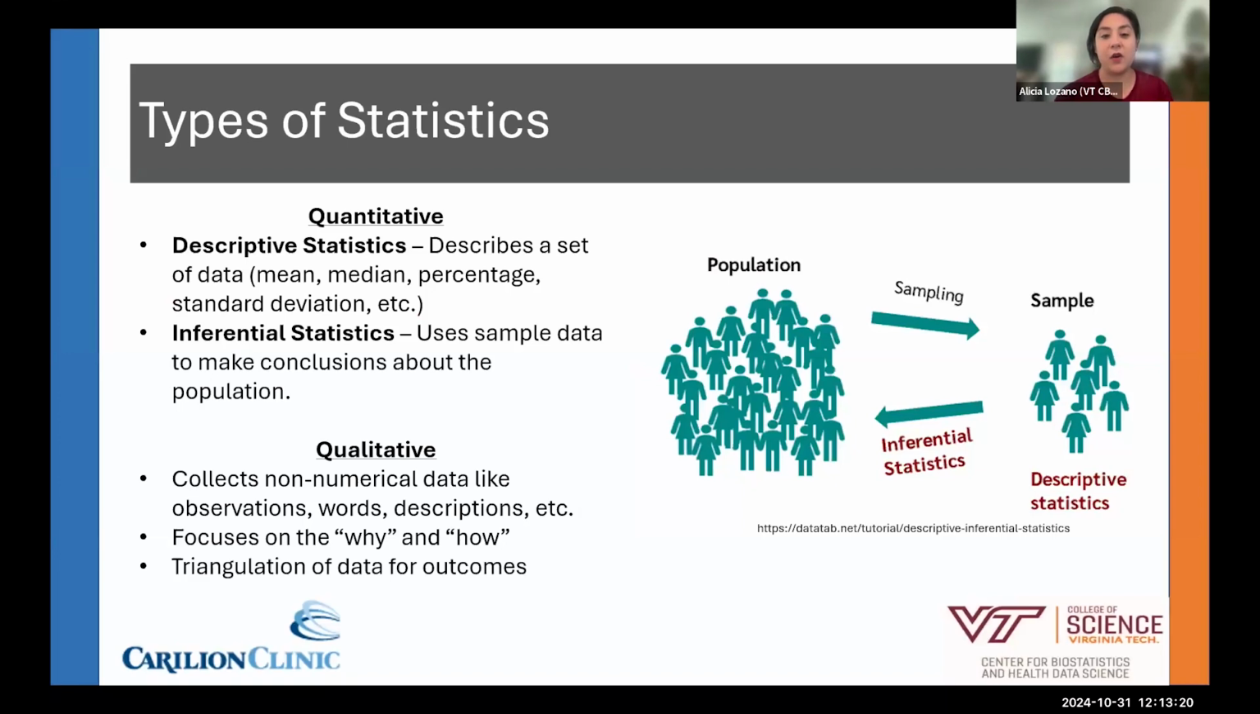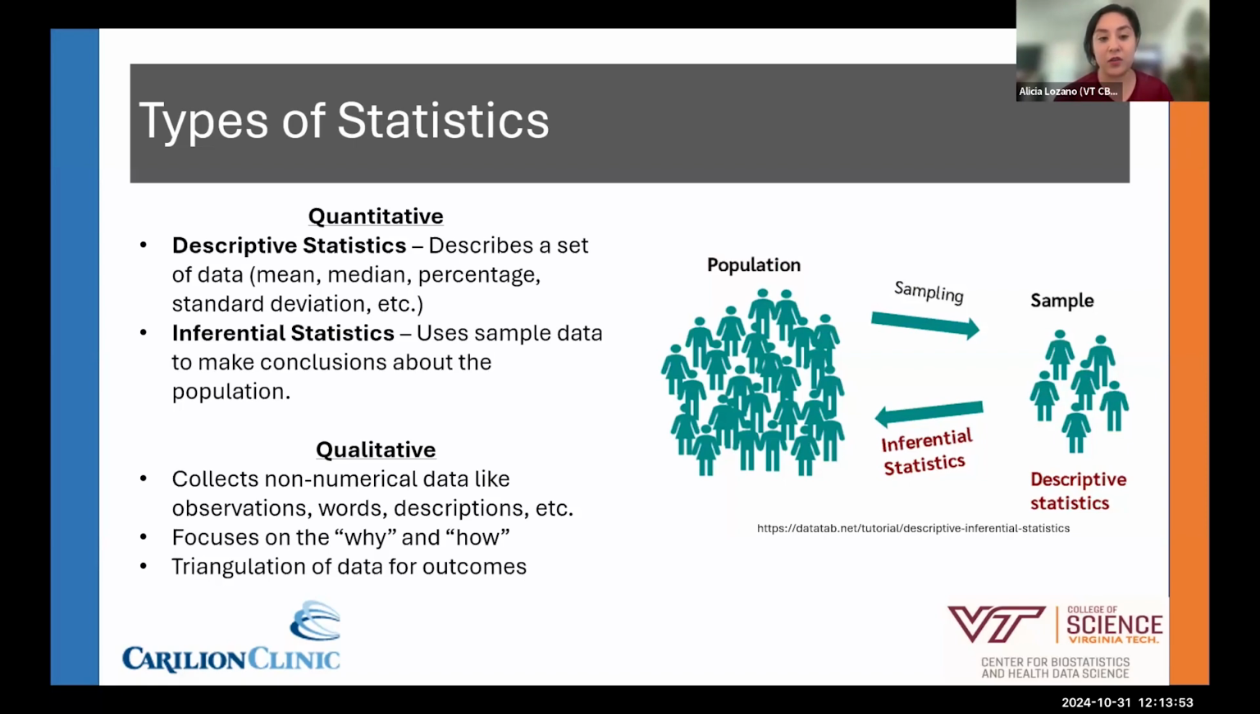All right. So this slide provides an overview of essentially two main types of statistics that are used in research. That's quantitative and qualitative, with each type serving a different purpose in data analysis and interpretation. Under quantitative statistics, we have descriptive statistics, which essentially summarize and describe a specific data set. They don't allow us to make conclusions beyond the data that we're given, but they do give us insights into its main features.